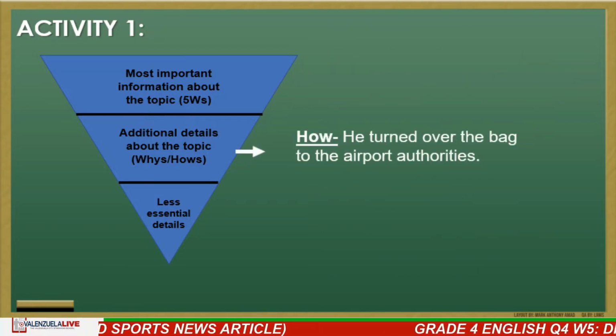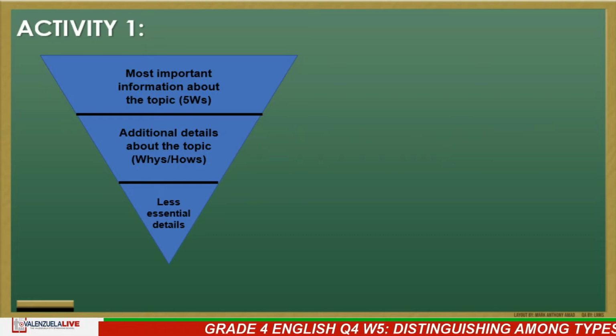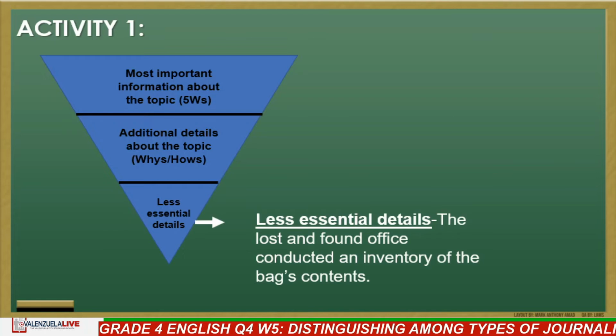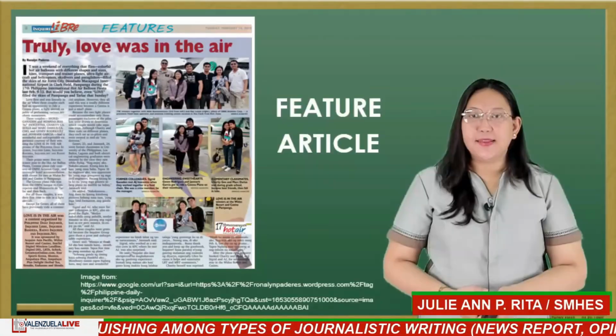Now, let's check the middle part of the inverted pyramid. How? He turned over the bag to the airport authorities. Less essential details: The Lost and Found Office conducted an inventory of the bag's contents.